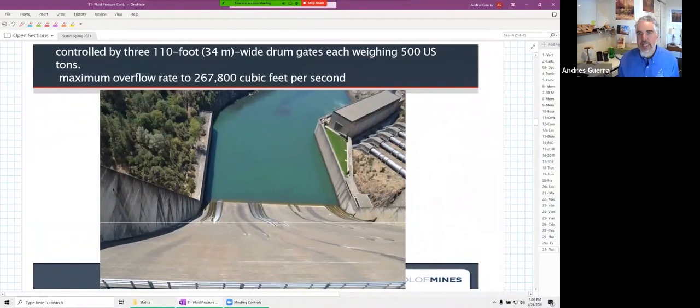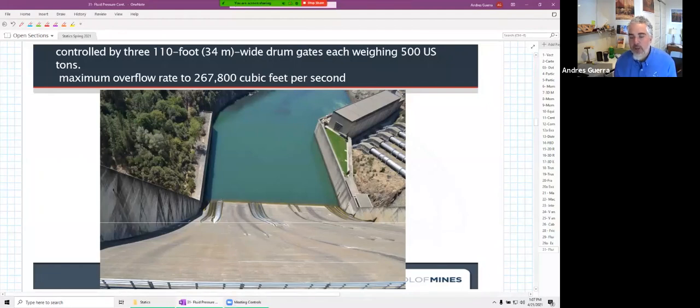Specifically, what we're going to look at is the gates on the top of the dam. They're controlled by three 110-foot wide drum gates, each weighing 500 tons. The maximum overflow rate, 267,000 cubic feet per second. That is a lot of water. For anybody that's seen Clear Creek during peak runoff, the highest I've ever seen it is about 1,600 to 1,700 cubic feet per second. And that is ripping through there. Like, there is no way you're going to swim across that. That is a lot. 1,500 cubic feet per second is a lot of water.